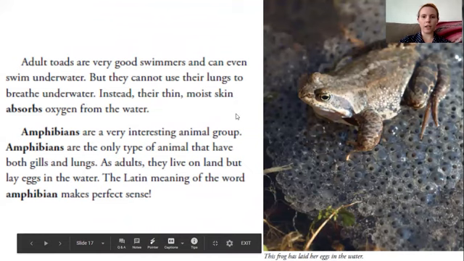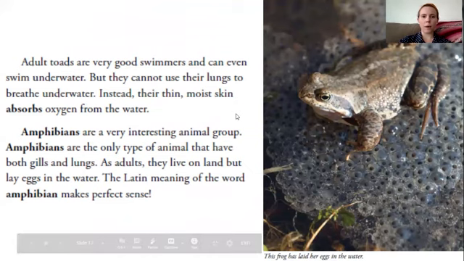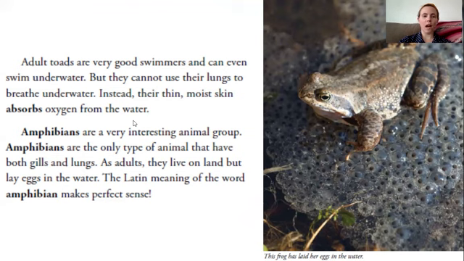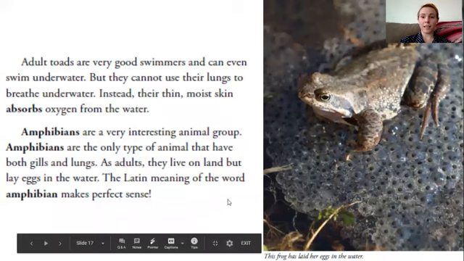Adult toads are very good swimmers and can even swim underwater, but they cannot use their lungs to breathe underwater. Instead, their thin, moist skin absorbs oxygen from the water. Amphibians are a very interesting animal group. Amphibians are the only type of animal that have both gills and lungs. As adults, they live on land, but lay eggs in the water. The Latin meaning of the word amphibian makes perfect sense.